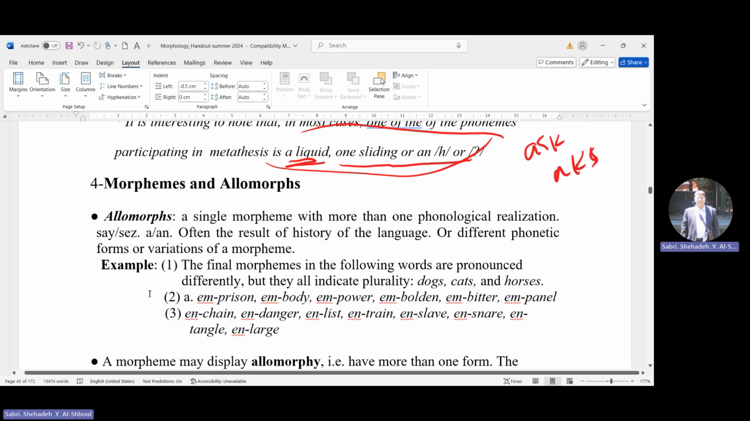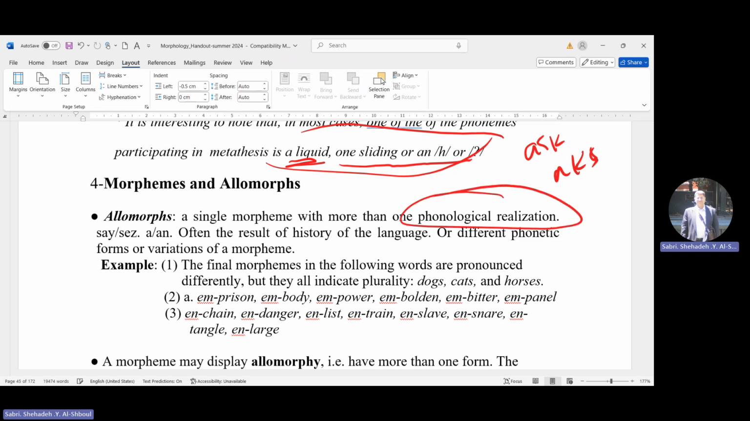The same representation of this kind of abstract notion of a morpheme is represented via allomorphy. So allomorphs can be looked at as a single morpheme, but with more than one phonological realization. We say phonological realization because the major determinant of the notion of allomorphy is the position of this morpheme. So it is the position as the driving factor, which is the phonological realization. Say, says, and so all depending upon the position where they occur. So the result of the history of the language is actually accounted for in terms of the notion of allomorphy.